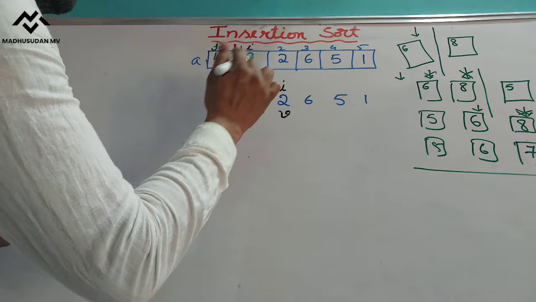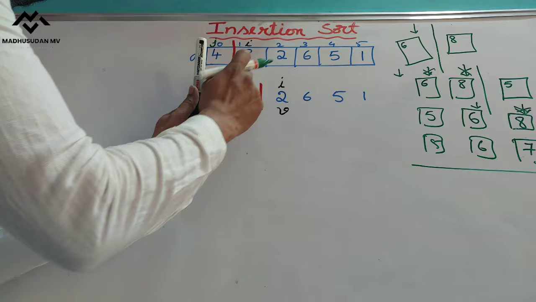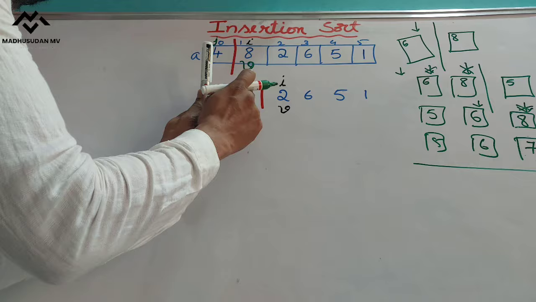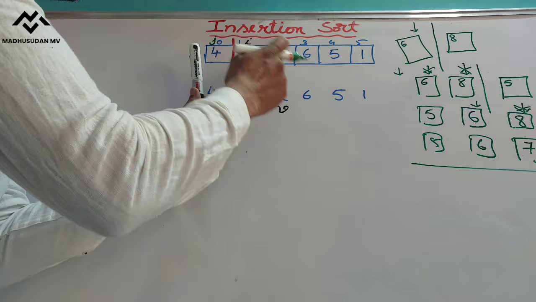Now, is A of J, the jth element, greater than the value? Yes, true. So, now what you have to do, if the jth element is greater, you keep that element in the next position of J. J position is 1 now, so in the next position 2, I am keeping this value.